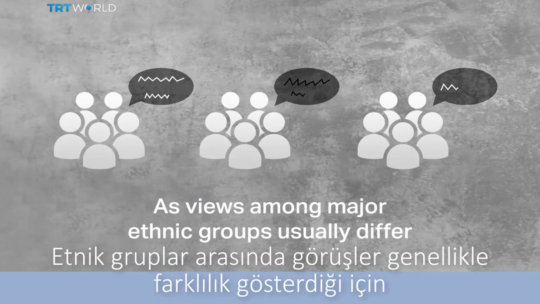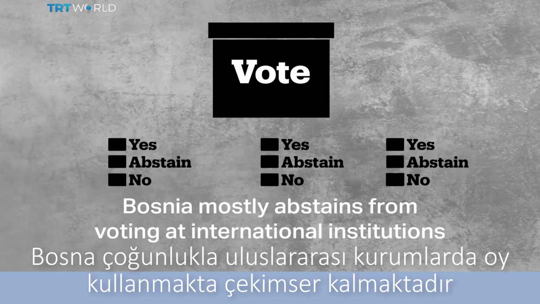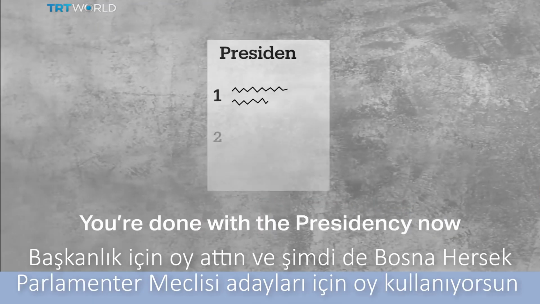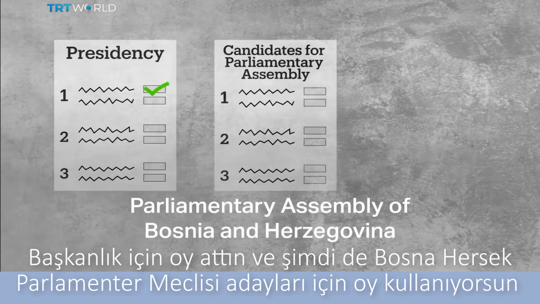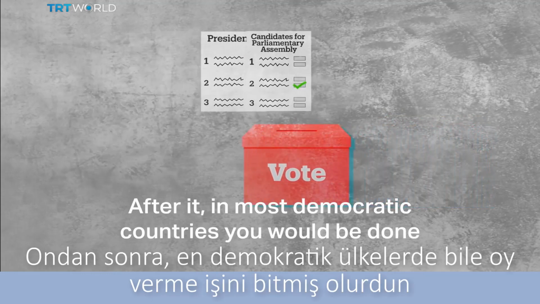As views among major ethnic groups usually differ, Bosnia mostly abstains from voting at international institutions, as in the case of the recent UN Jerusalem Declaration. So you're done with the presidency now, and are voting for candidates for the Parliamentary Assembly of Bosnia and Herzegovina. After that, in most democratic countries, you would be done.